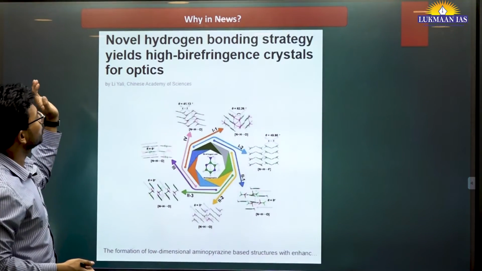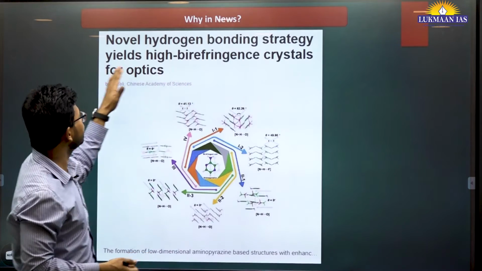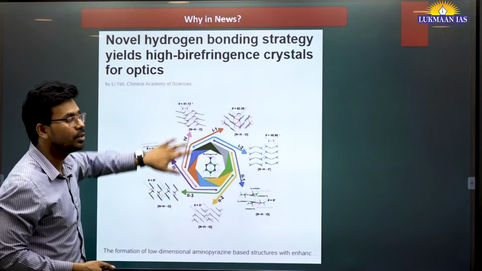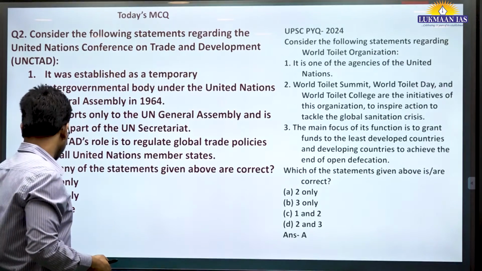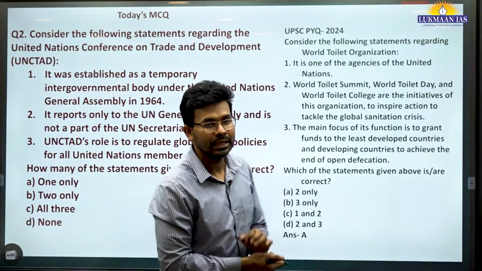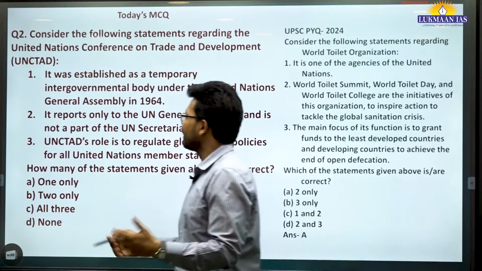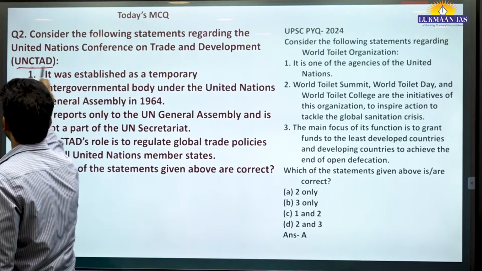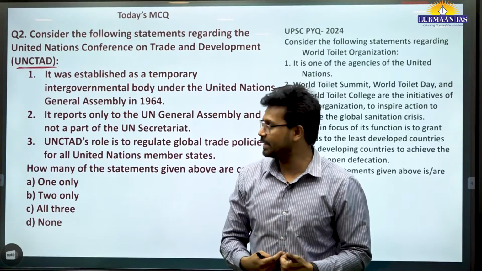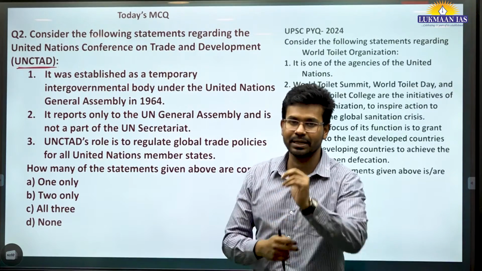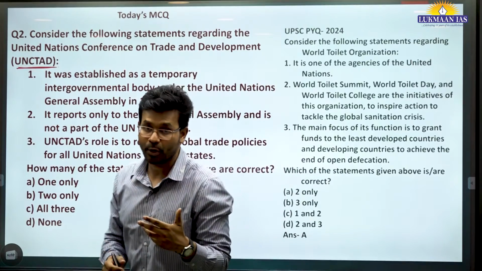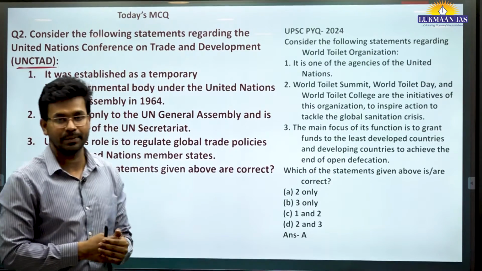Noble hydrogen bonding strategy yields high birefringence crystal for optics. This was in the news, so that's why we have framed that question. Now we have another question, and this question is again important. This question is about a body which is in short known as UNCTAD, United Nations Conference on Trade and Development. Basically it is a body that does analysis related to international trade, and this particular body is part of the United Nations system itself.